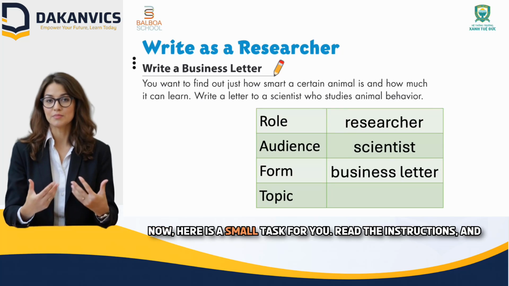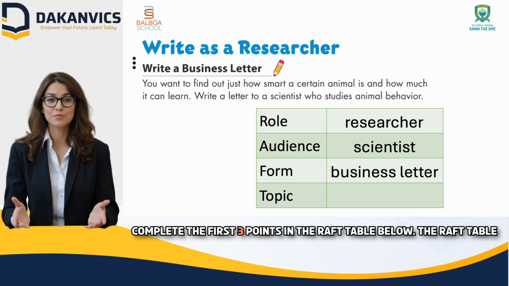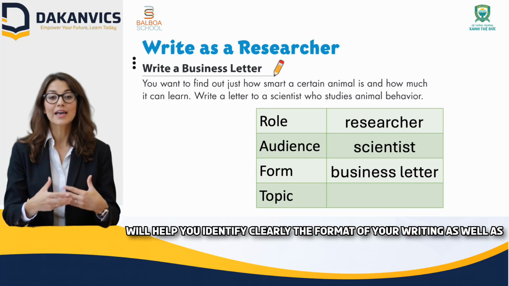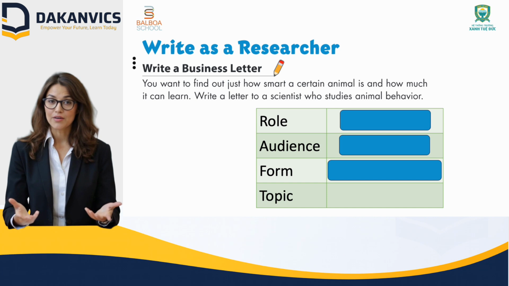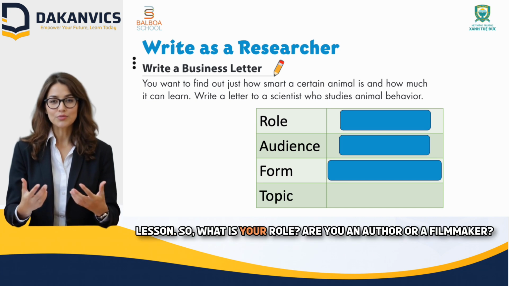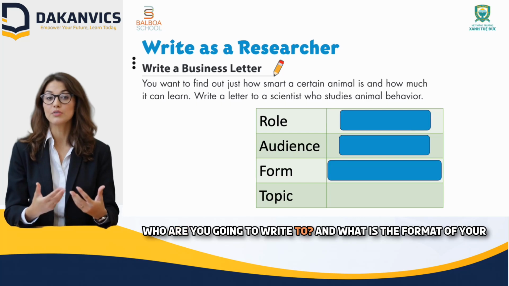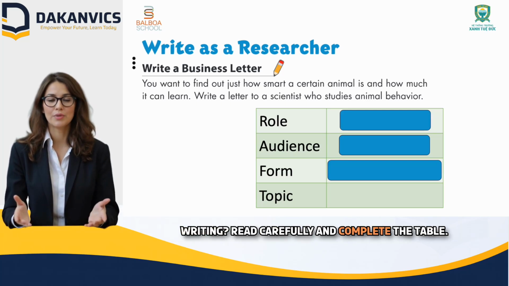Now, here is a small task for you. Read the instructions and complete the first 3 points in the RAFT table below. The RAFT table will help you identify clearly the format of your writing as well as how you should write. The topic will be left to the next part of our lesson. So, what is your role? Are you an author or a filmmaker? Who are you going to write to? And what is the format of your writing? Read carefully and complete the table.